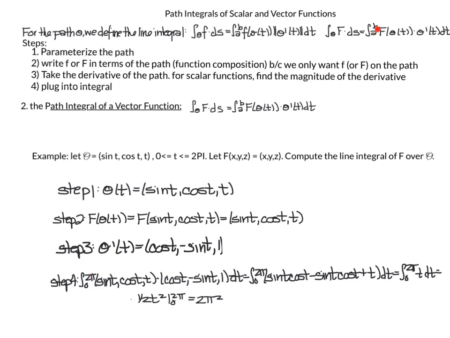And then we're going to have f composed of sigma, which is here, sine t, cosine t, t, dotted with the derivative, dotted with cosine t, minus sine t, 1. So when we dot this, sine times cosine of t, plus cosine t times minus sine of t, plus t times 1. So we take the integral and we get the final answer of 2 pi squared.